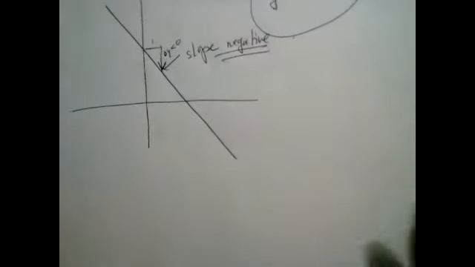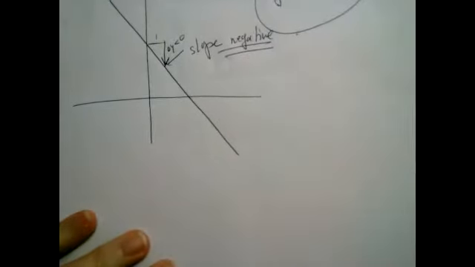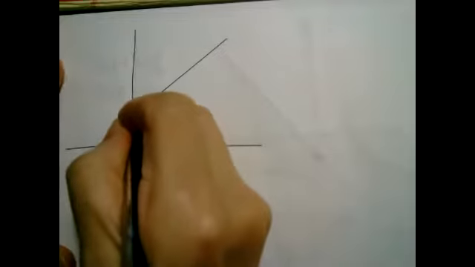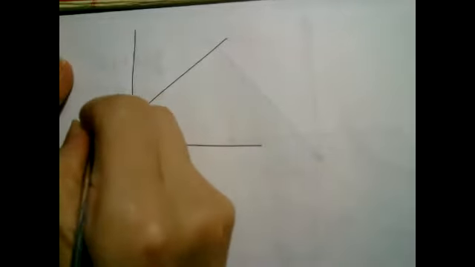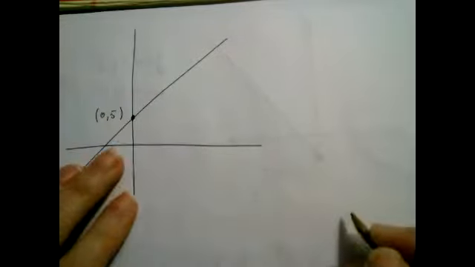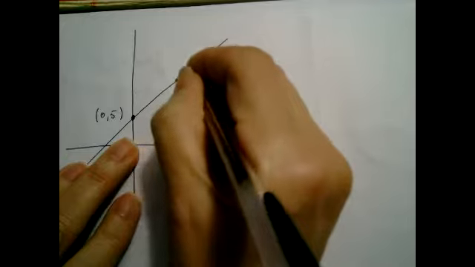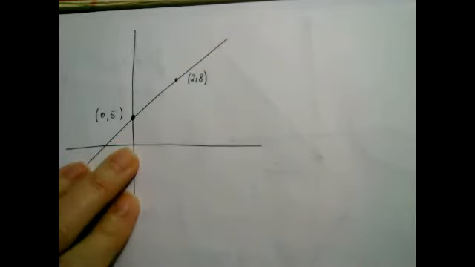Now, another question, and here it is. Let us say I gave you the following line. Okay, let me change the paper. And this is my line, and I gave you 2 points. So this is a point. Whatever, let us assume this is 0, 5. And this is another one. Let me say this point is 2, 8. So I have those 2 points on the line.